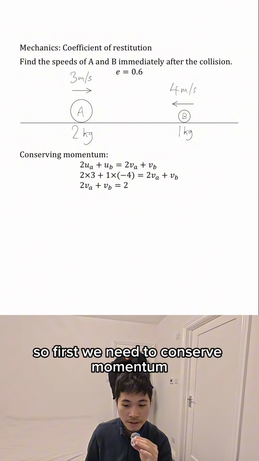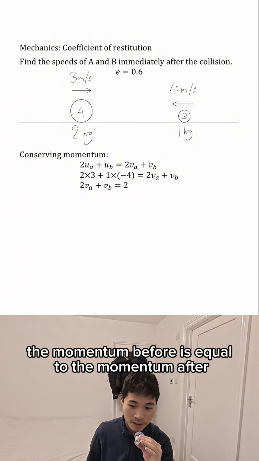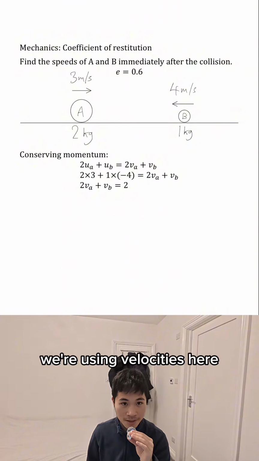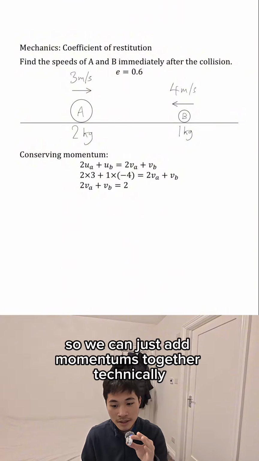So first we need to conserve momentum. The momentum before is equal to the momentum after. We're using velocities here, so we can just add momentums together technically.